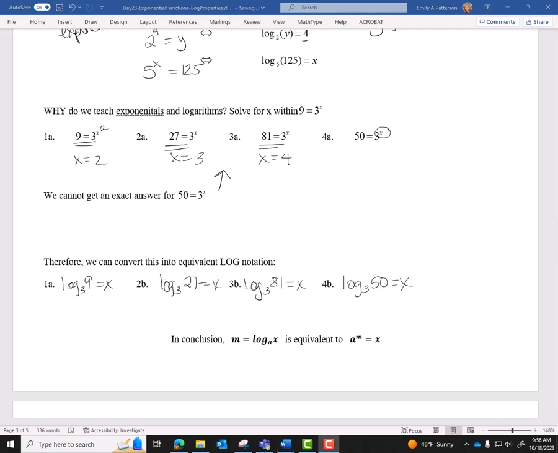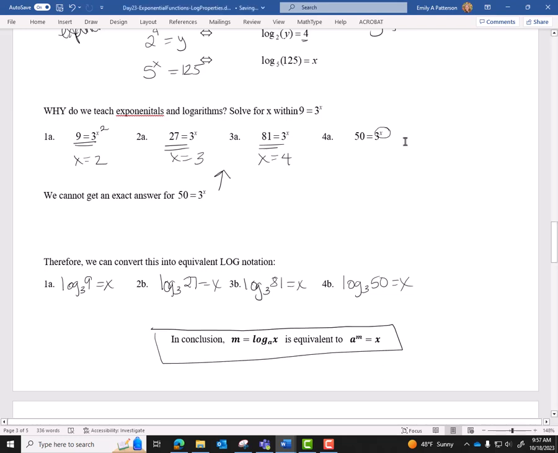And hopefully that was relatively easy because in each one we are simply looking for the exponent of the same base. So I have the same x, the same base, and just looking for different values of the answer to my exponential. So 9, 27, 81, and 50. And then this is the nice, pretty, formal way of writing this up.